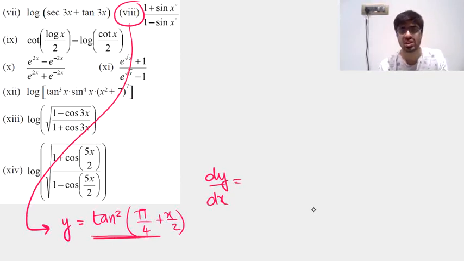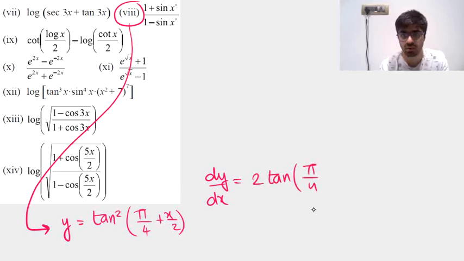So it's like x square, the derivative will be 2x, that is 2 tan(pi by 4 plus x by 2). In place of x, you had tan of pi by 4 plus x by 2. It's like tan x. So the derivative will be sec square x, that is sec square(pi by 4 plus x by 2).